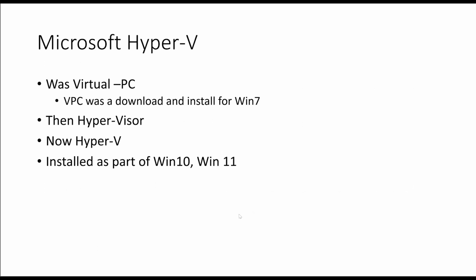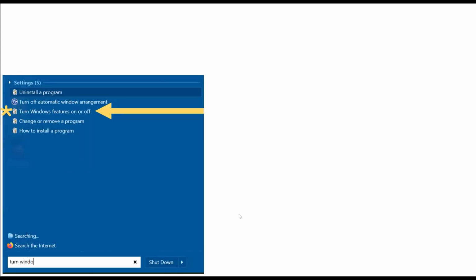It used to be in Windows 7, there was a thing called Virtual PC. And if you had a Windows 7 machine, you could download Virtual PC and install it, particularly if you wanted to use old Windows XP stuff on your new, shiny Windows 7 machine. And then it became a full VM system. Microsoft expanded it to the full animal, and it became known as Hypervisor through Windows 8. It's now called Hyper-V. And Hyper-V is installed as part of Windows 10 or Windows 11. So if you go to your start menu and search for turn Windows features on or off, as you can see, I've just started typing turn window into the search box there, and up has come the list.